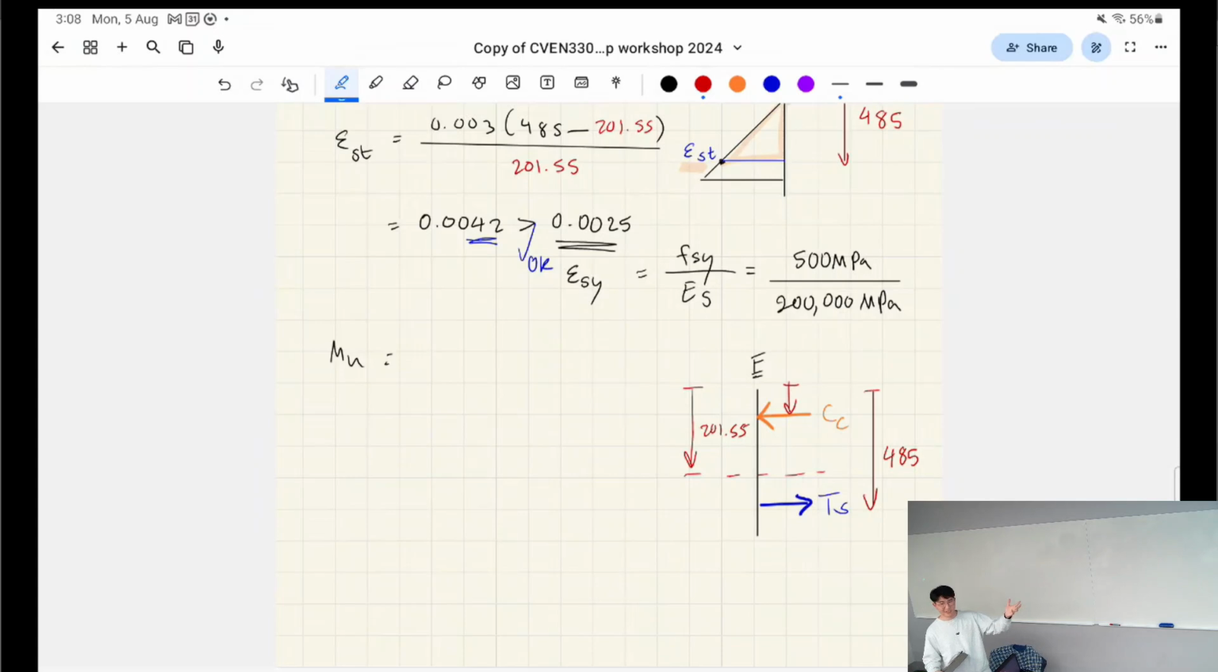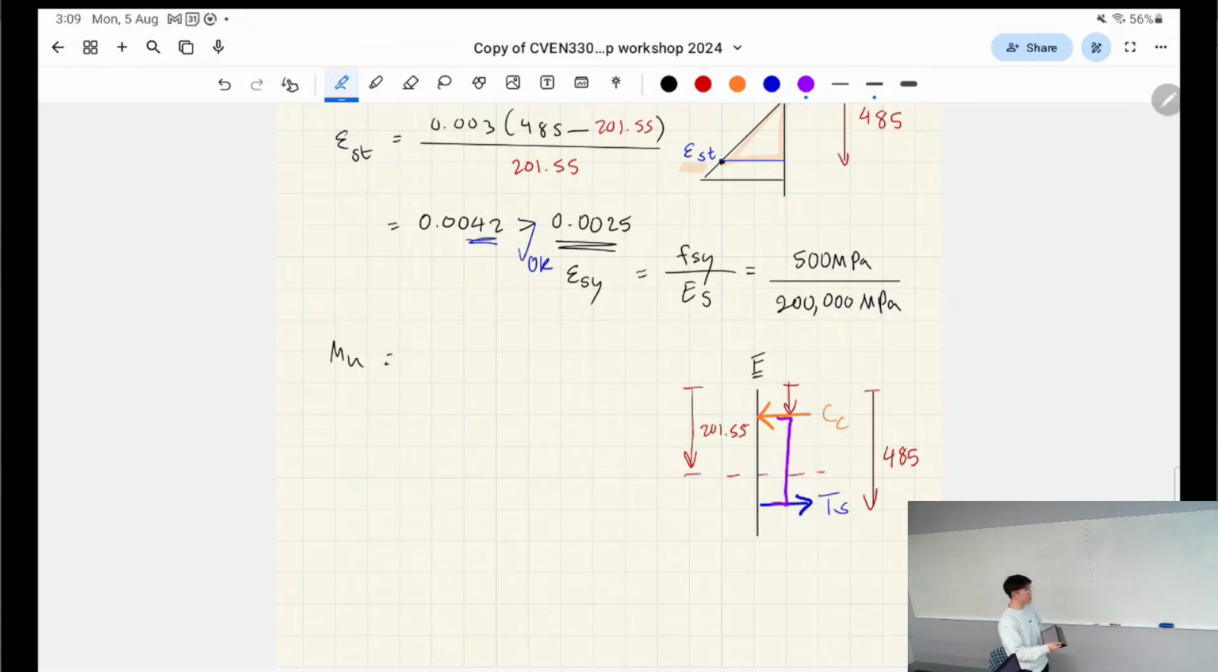Which force do you reckon is easier to calculate, CC or TS? TS is much easier to calculate. And we can use something called the force couple method. We know that the forces going left is equal to the forces going right, because it's in equilibrium, right? We don't need to calculate what CC is, because it's going to take longer. It's a longer formula. We can simply take that force of TS and take the lever arm of it. Okay?